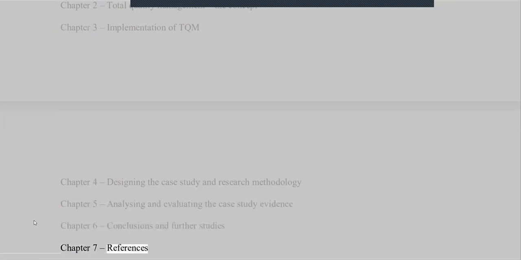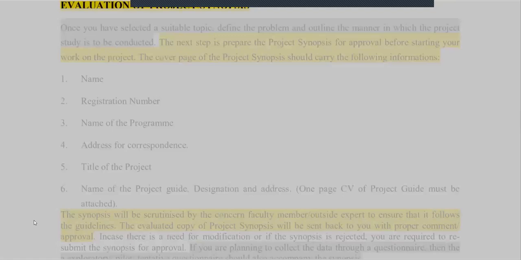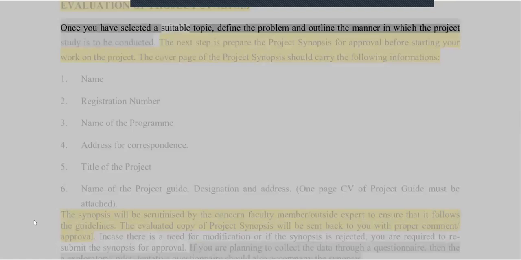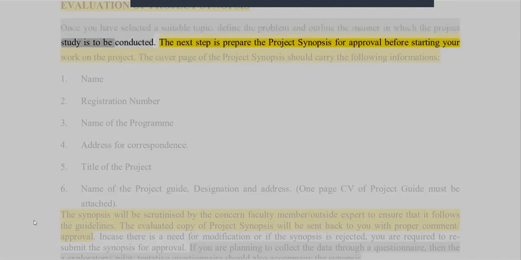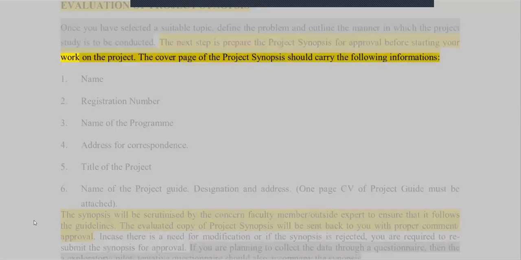Chapter 7, References. Evaluation of project synopsis. Once you have selected a suitable topic, define the problem and outline the manner in which the project study is to be conducted. The next step is to prepare the project synopsis for approval before starting your work on the project. The cover page of the project synopsis should carry the following information.